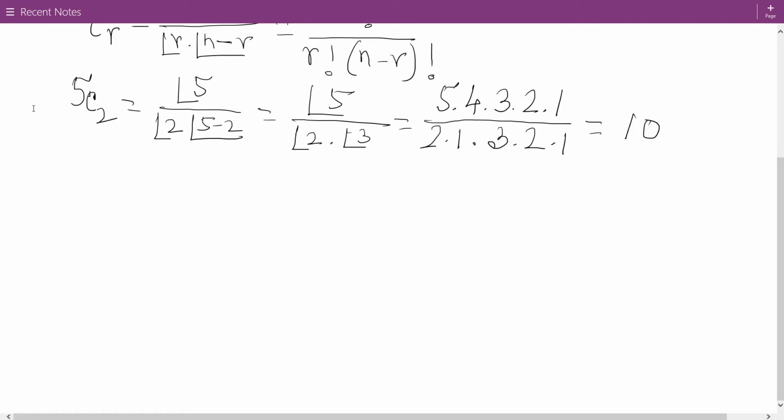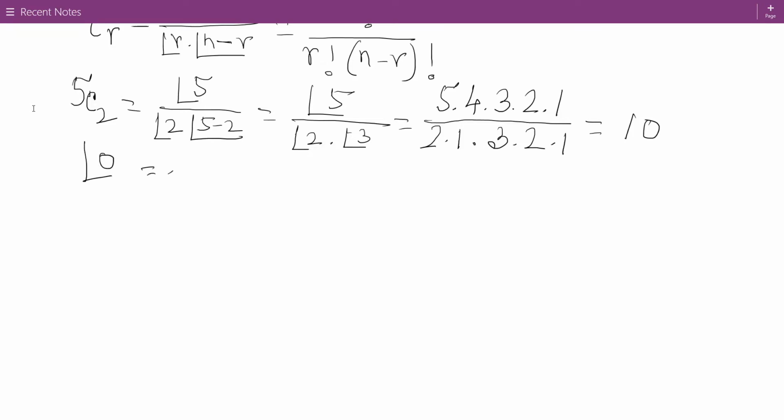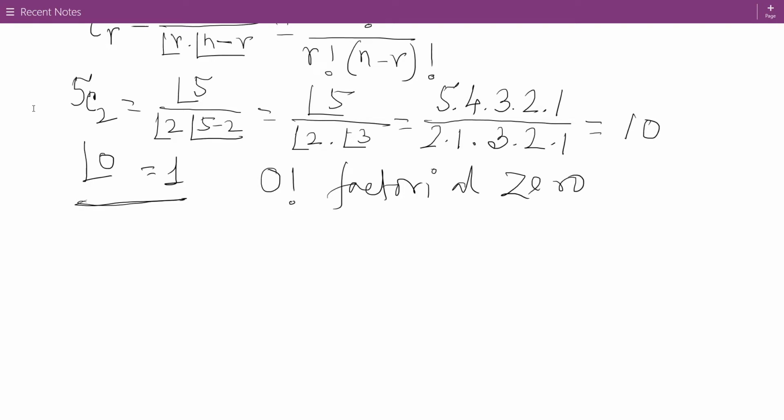Another thing we must remember: factorial 0 equals 1. It's a very important relation. As per requirement, we apply factorial 0. This is called factorial 0. Factorial 0 equals 1.